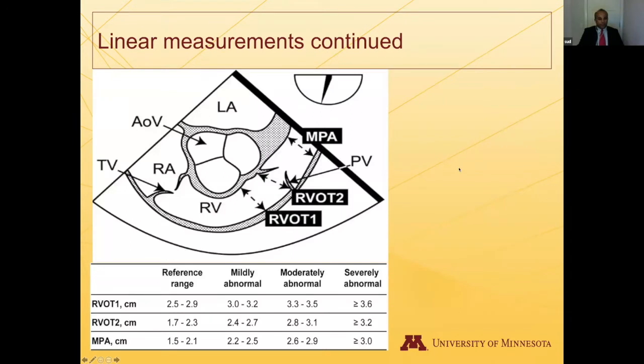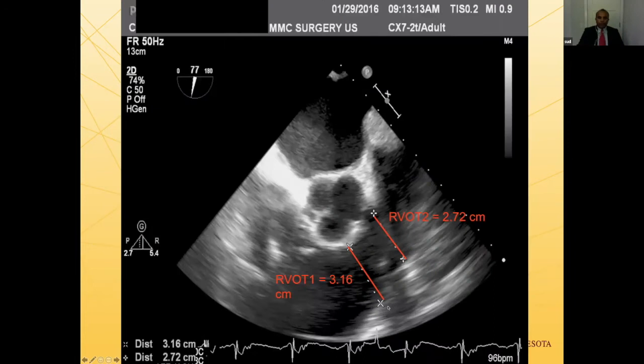More linear measurements. You can also measure the RVOT just below the pulmonic valve and a little below that. And you also measure the main pulmonary artery. And here are some values for that, where it's considered severely abnormal. Those are the measurements in real life, RVOT 1 and 2.